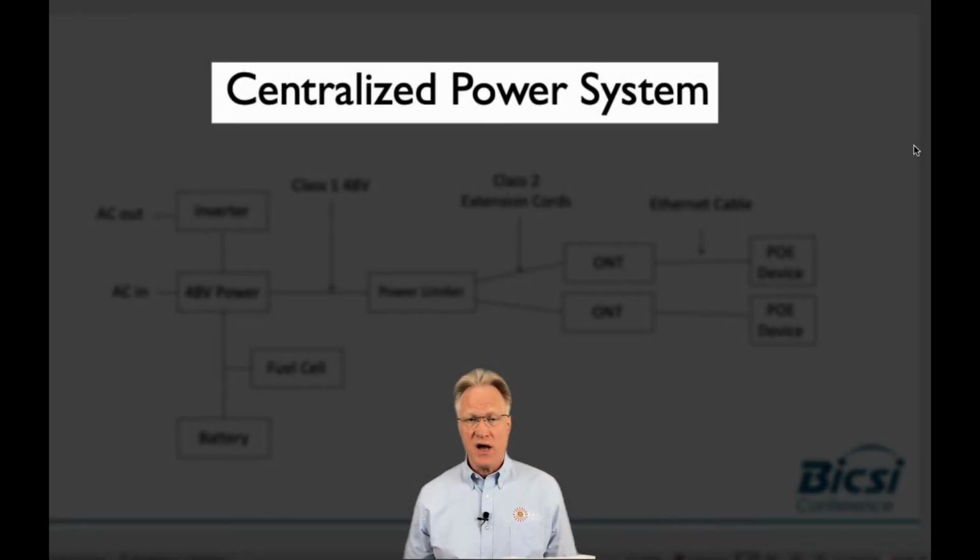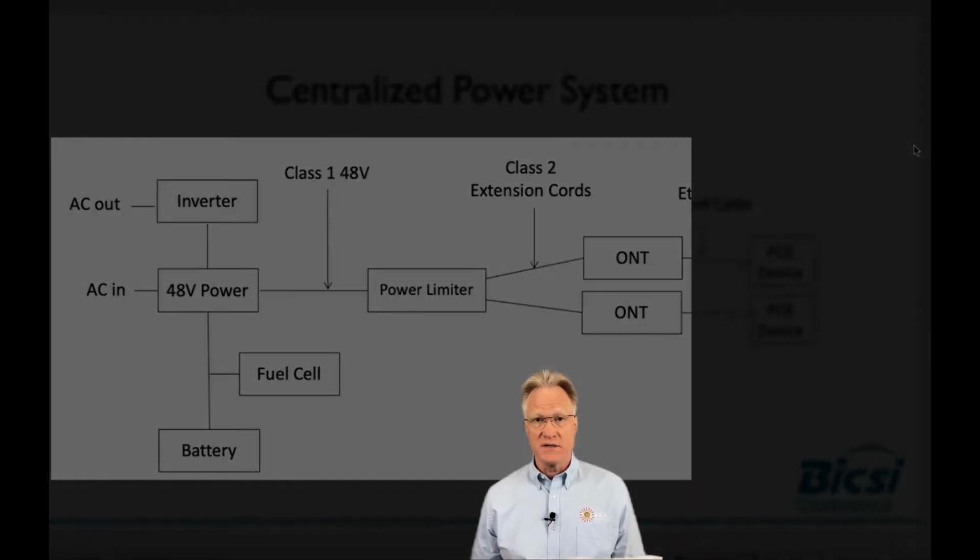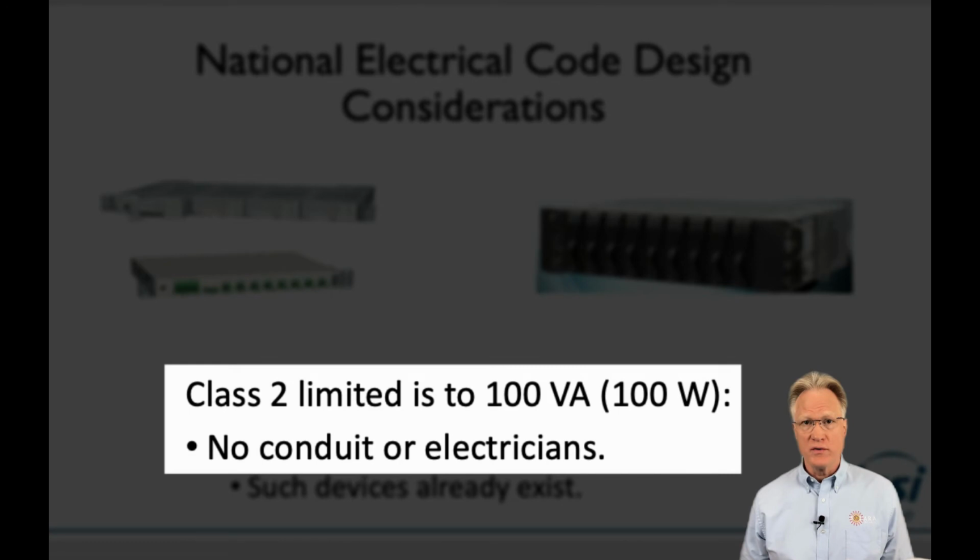Let's use a centralized power system with battery backup, power limiters co-located with the splitters, and extension cords to power the remote ONTs. Per the National Electric Code, Class 2 circuits are below 60 volts and limited to 100 watts max. Cables for such circuits can be run in open cable trays or anywhere without conduit, by anyone. No need for an electrician. Because of this freedom, we'll opt for Class 2 circuits to power our extension cords.